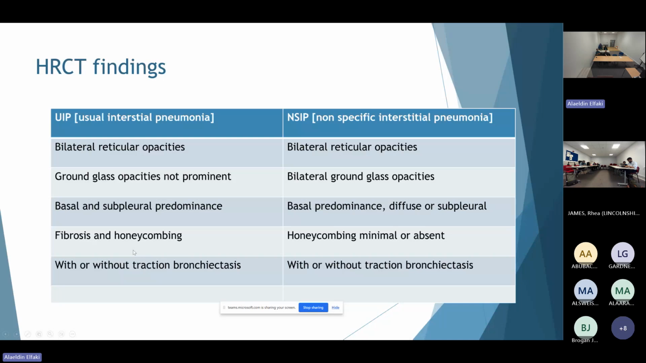The second most common type of interstitial lung disease or idiopathic interstitial pneumonia is non-specific interstitial pneumonia.